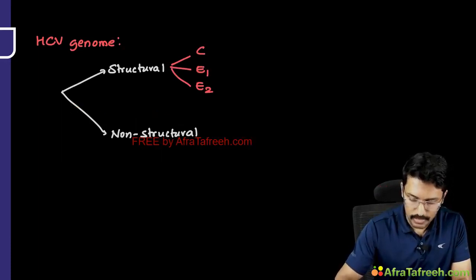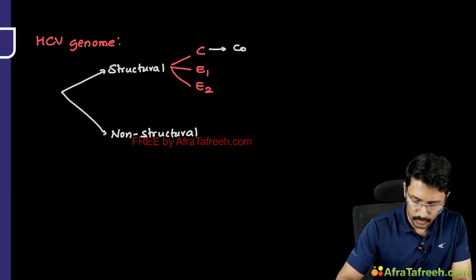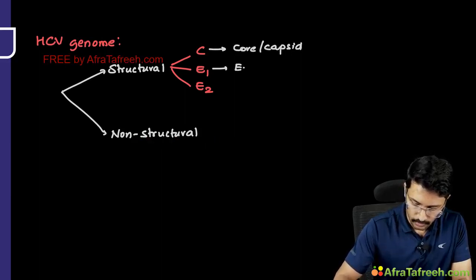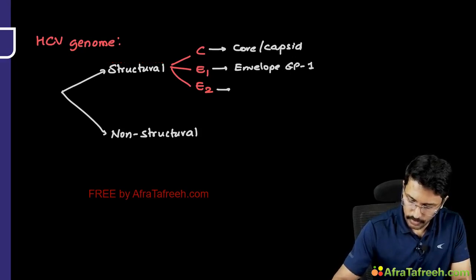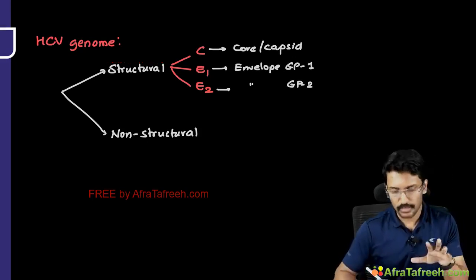Now tell me what the C gene will be coding for. Obviously, it will be coding for core or capsid proteins. Then E1 will be coding for envelope glycoprotein 1, and E2 will be coding for envelope glycoprotein 2. These are all structural proteins.